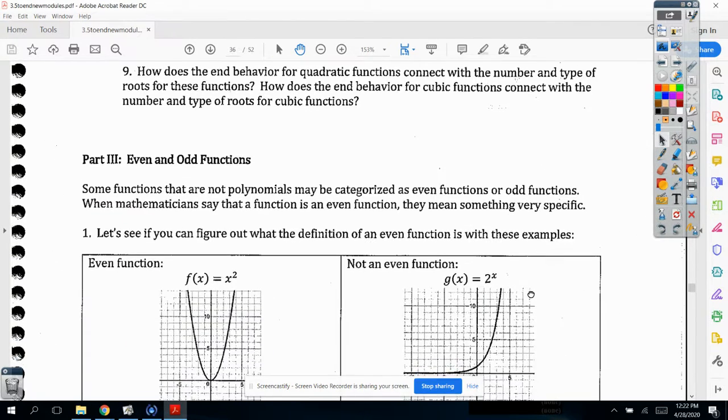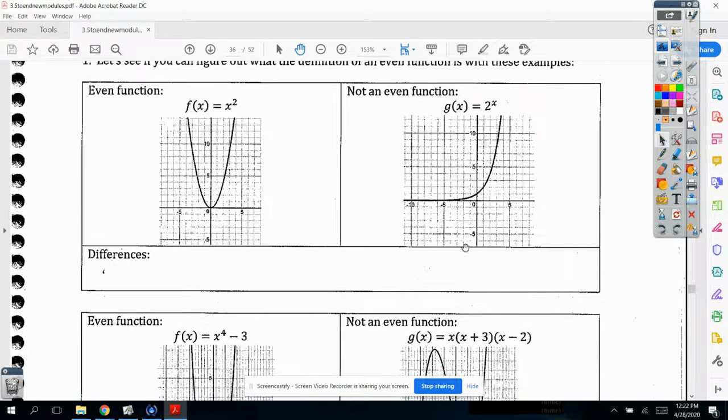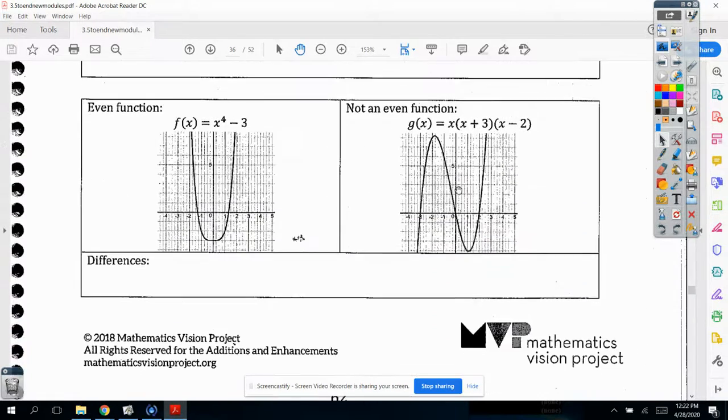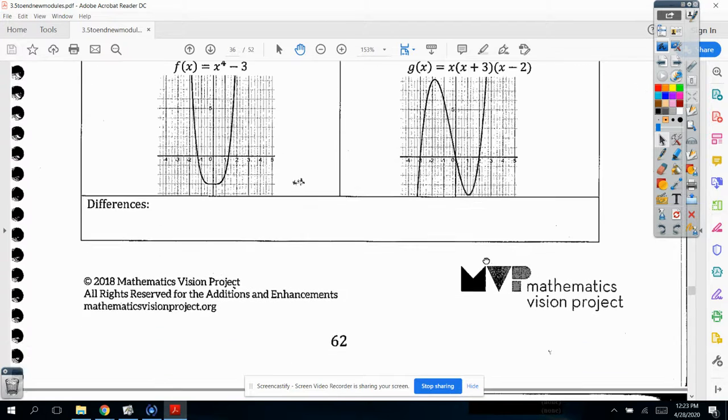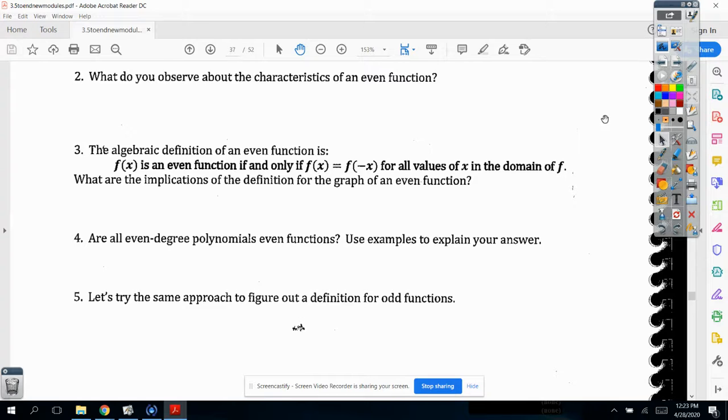Okay, now, even and odd functions here. I'm not going to go through these differences with you. This is having you discuss it, and this is valuable when we're together. I'm just going to tell you the difference between even and odd functions. So what you need to know is this.